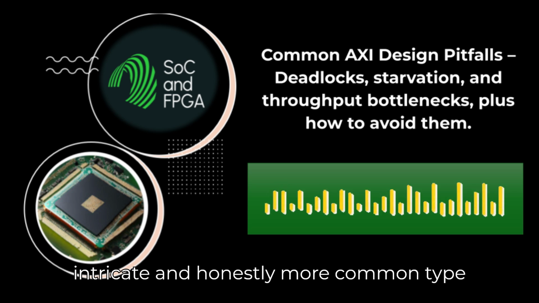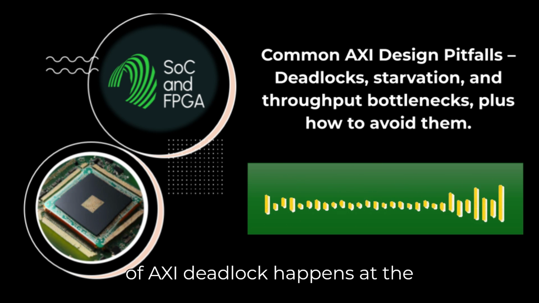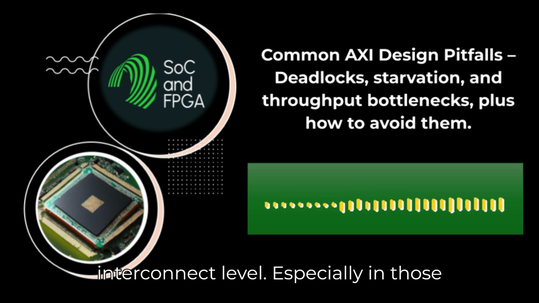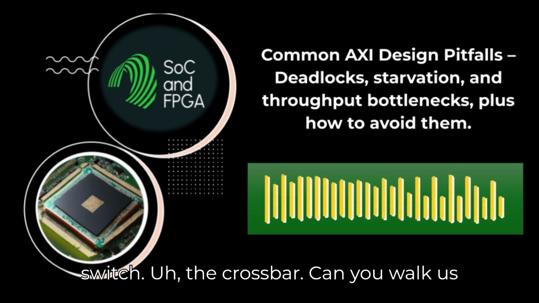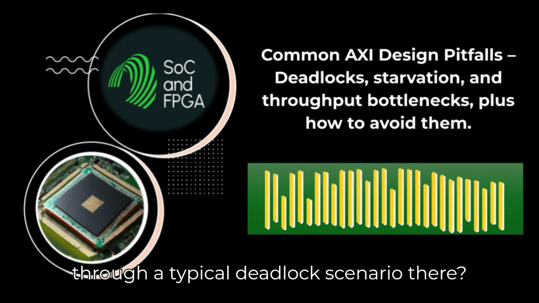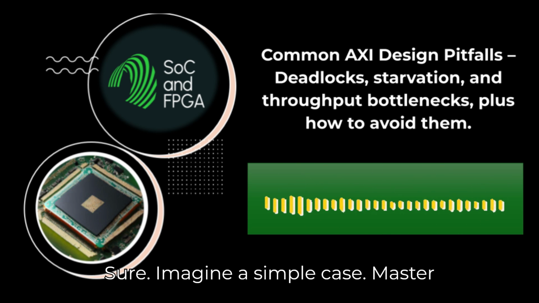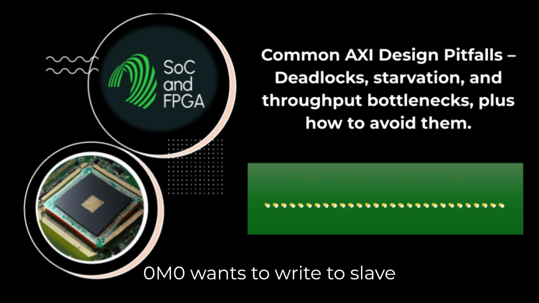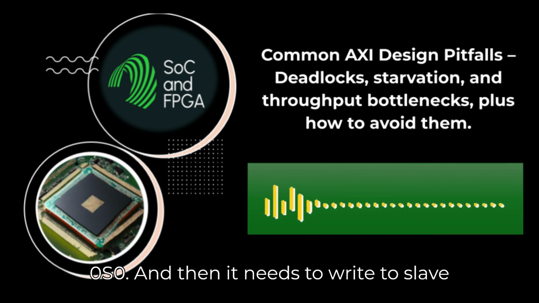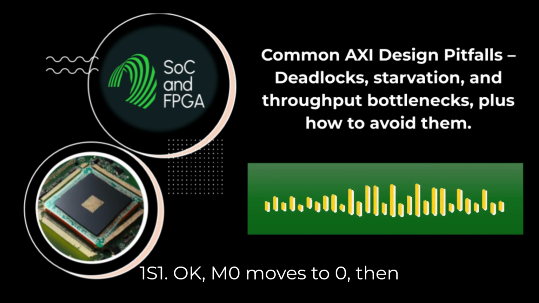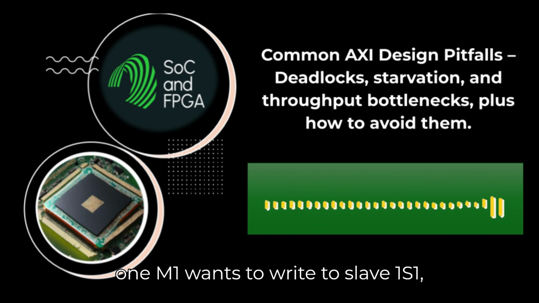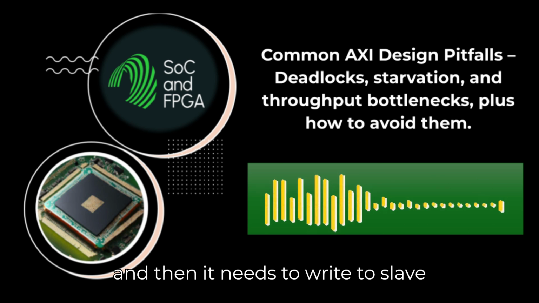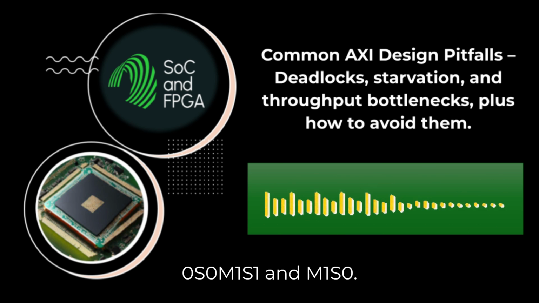The really intricate and honestly more common type of AXI deadlock happens at the interconnect level, especially in those systems with multiple masters talking to multiple slaves, often through a crossbar switch. Ah, the crossbar. Can you walk us through a typical deadlock scenario there? Sure. Imagine a simple case. Master 0, M0, wants to write to slave 0, S0, and then it needs to write to slave 1, S1. Okay, M0 must write S0, then M0 must write S1. Simultaneously, master 1, M1, wants to write to slave 1, S1, and then it needs to write to slave 0, S0. M1, S1, and M1, S0.